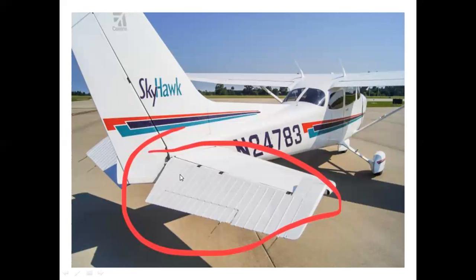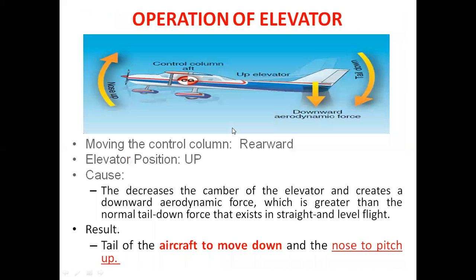This is the elevator. In this figure, this is the elevator, on the Cessna 172 Skyhawk. This is the location of the elevator. It covers the complete span of the horizontal stabilizer. Now, operation of the elevator. Moving the control column rearward, the elevator is up. Now we are pulling the control column.